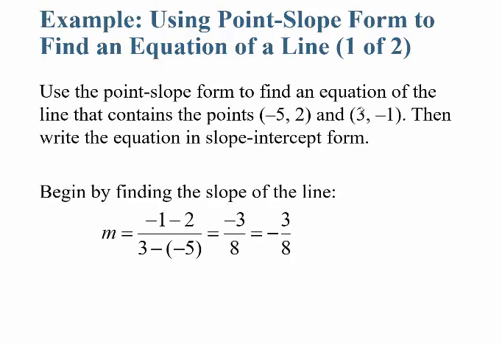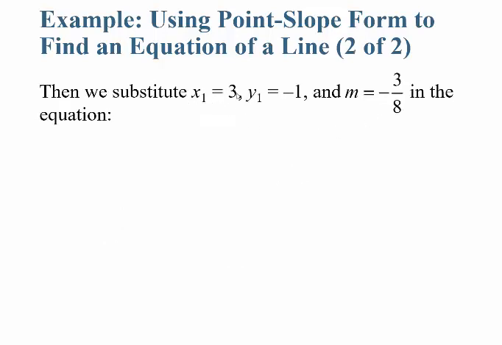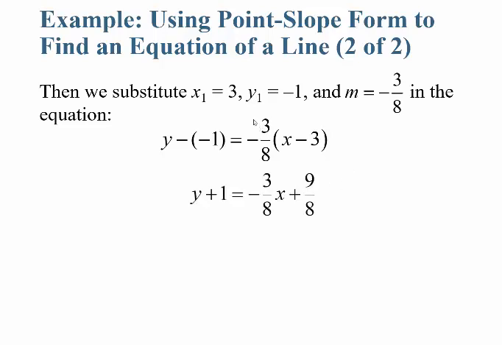So my x1 is 3, my y1 is negative 1, and my slope m is minus 3/8, into this equation. So y minus y1, so y minus negative 1, is equal to my slope, minus 3/8, times x minus x1, which is 3. Fraction, no big deal. Let's simplify this. Double negatives become positive, so this is y plus 1.